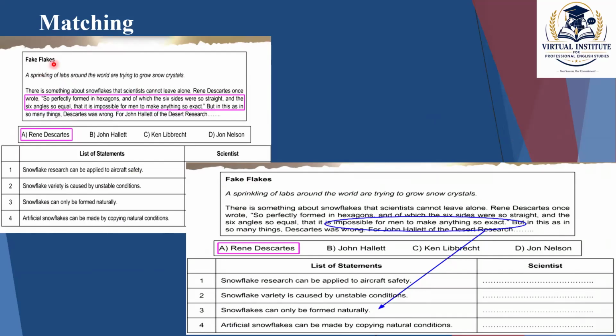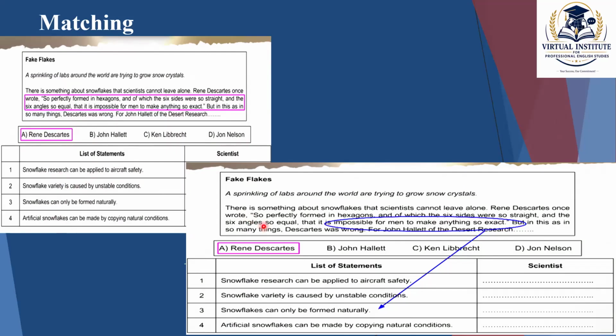Now let's look at a sample question. Here it is. We have this paragraph. It's about fake flakes, right? A sprinkling of labs around the world are trying to grow snow crystals. So this passage is about research. Then we have René Descartes, John Hallett, Ken Libbrecht, and John Nelson, right? We have a list of statements and four scientists, and we need to see which of the statements is related to which of the theorists, right?